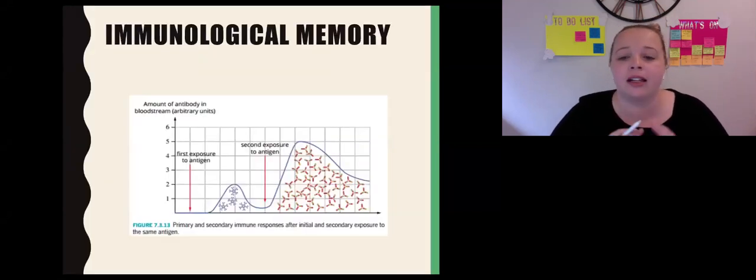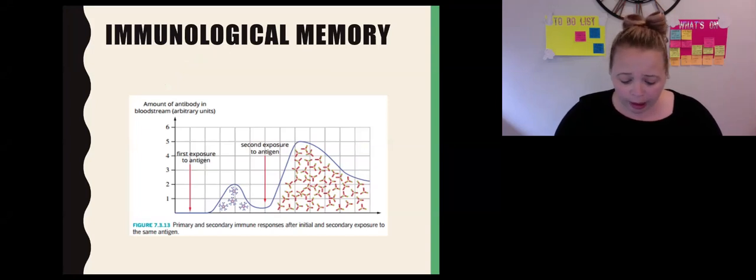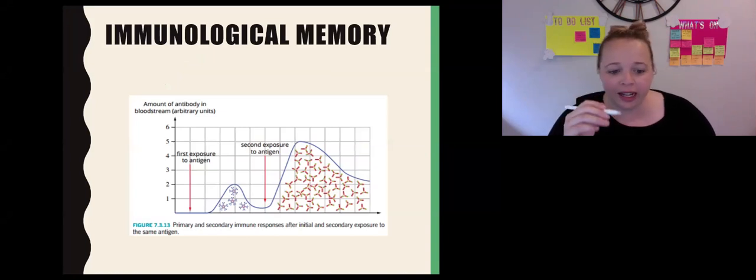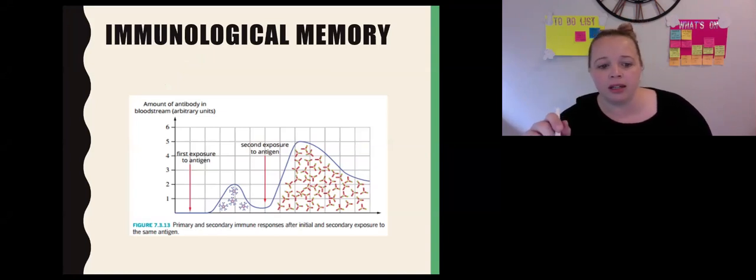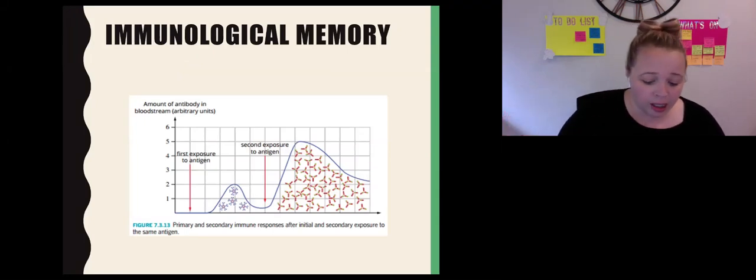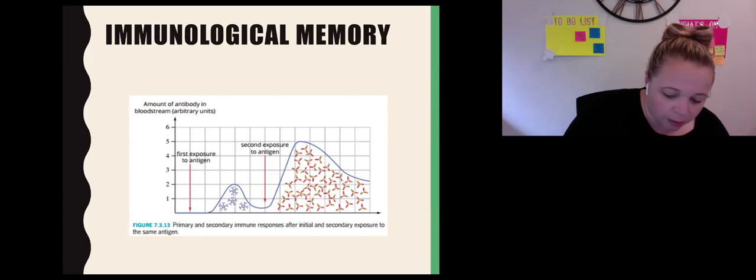So this is a classic graph that we use. When we talk about immunological memory, it's got to do with the fact that the second time you're exposed to something, the faster your response is going to be. So you can see here is the first response to an antigen, first exposure to an antigen right here. So this might be when you are exposed to COVID-19.